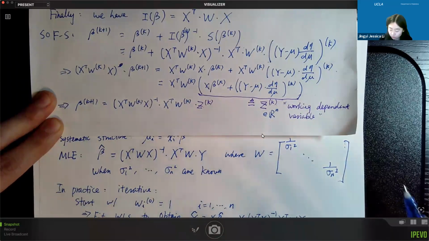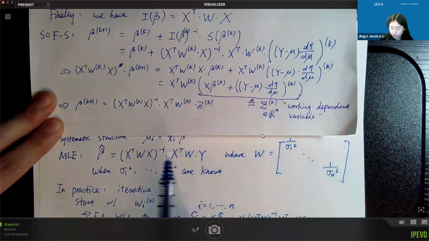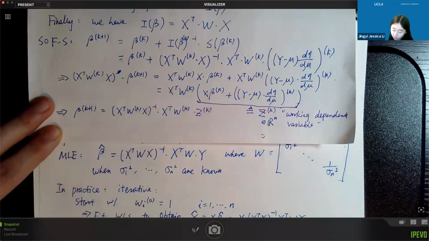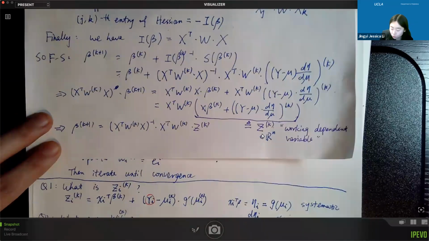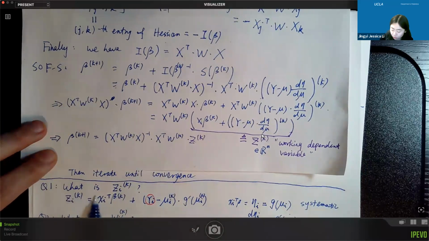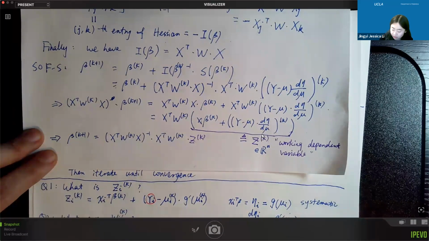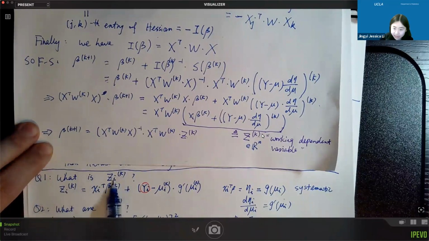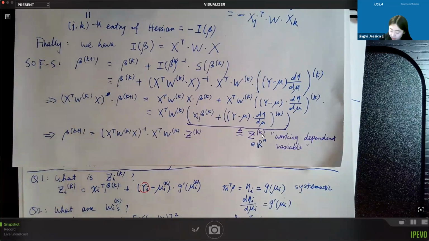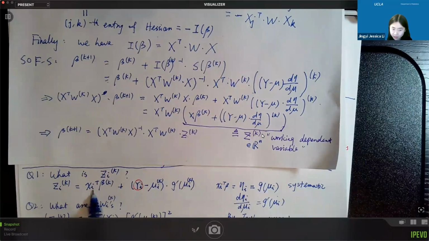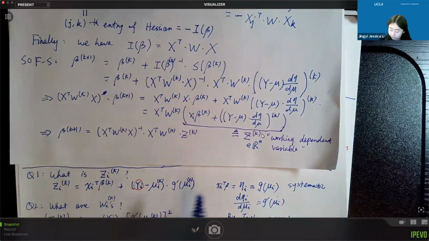So now we have two questions. Do we have a similar interpretation of the weight in this update step? And another question is, what exactly is the working dependent variable z_k? We will address these two questions one by one. What is z_k? Let's look at its i-th entry for the i-th observation, which we call z_ik. To understand this, let's take a look at its form: x_i transpose beta_k plus (y_i minus mu_ik) times g prime of mu_ik.